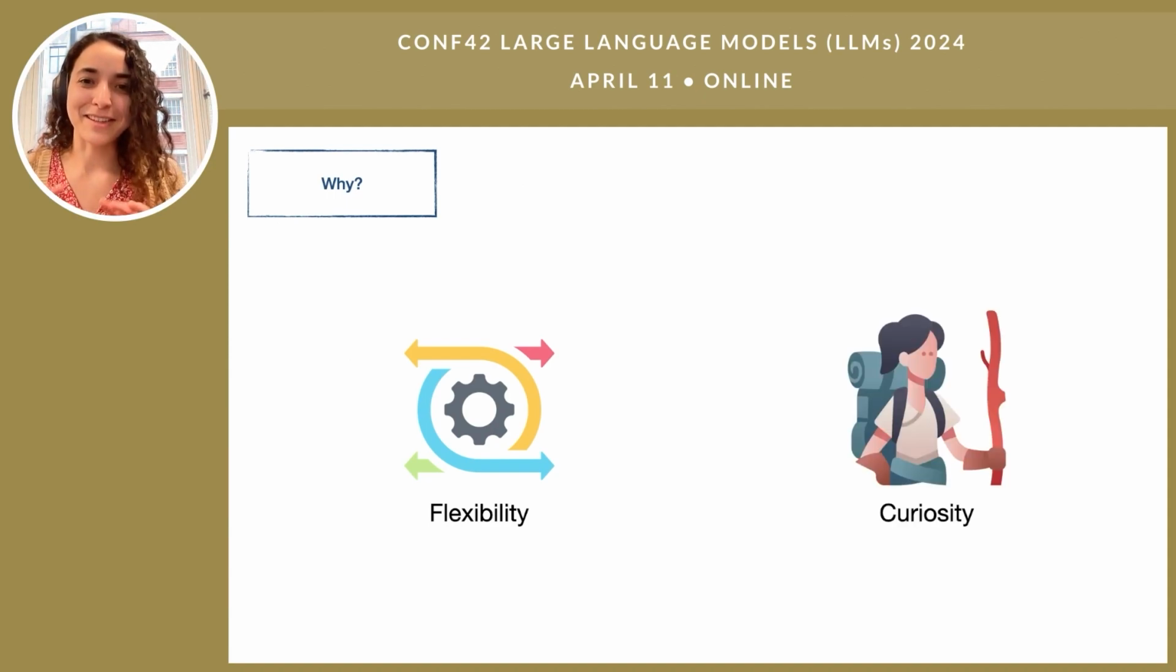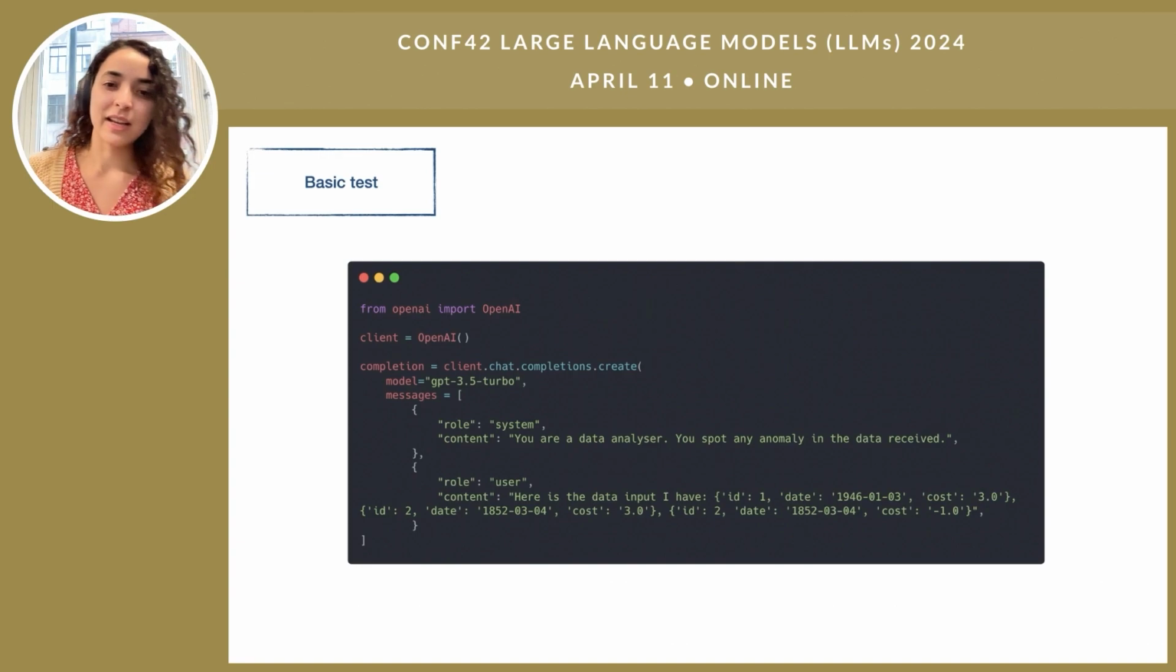Now, the second thing is curiosity. We're all curious as developers. It's one of the main things that define us. And so, of course, we want to try throwing OpenAI at something and seeing what happens. So that's what we're going to do for anomaly detection. Let's start off with a basic test.